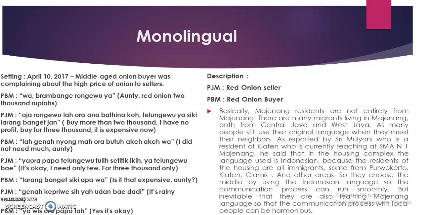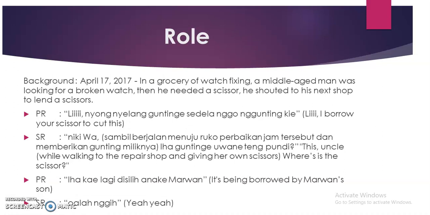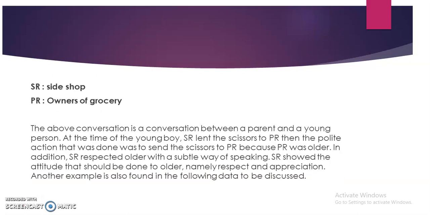This is the monolingual. You can read the conversation. Basically, Majenang residents are not entirely from Majenang. There are many migrants living in Majenang, both from Central Java and West Java. But it is inevitable that they are also learning Majenang language, so that the communication process with local people can be harmonious. This is the role. You can read the conversation. This is the description. The above conversation is a conversation between a parent and a young person. As also the attitude that should be done to older people, namely respect and appreciation.